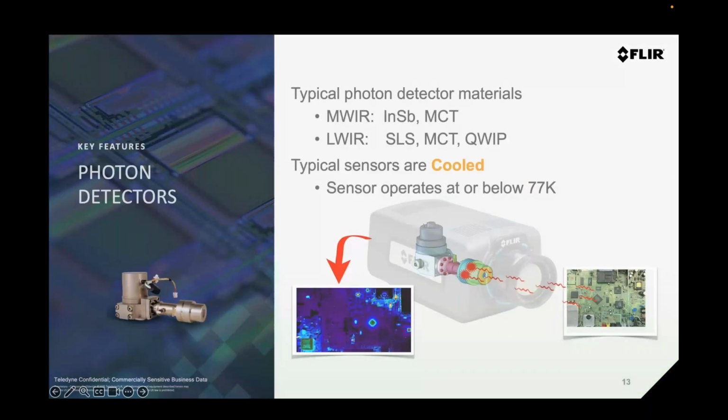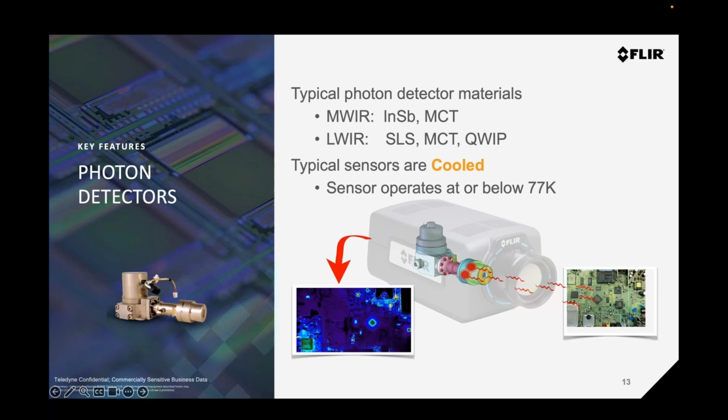Common materials for photon detectors, as we discussed previously, are InSb, SLS, MCT, and there are many more in the midwave region, and then MCT and SLS in the long wave. And since these sensors are able to detect emitted photons, they actually must be actively cooled to reduce the noise caused by self-emittance. This is the reason most photon detector-based cameras are referred to as cooled cameras, because they're being cooled down to 77 Kelvin or another temperature depending on the detector characteristics.